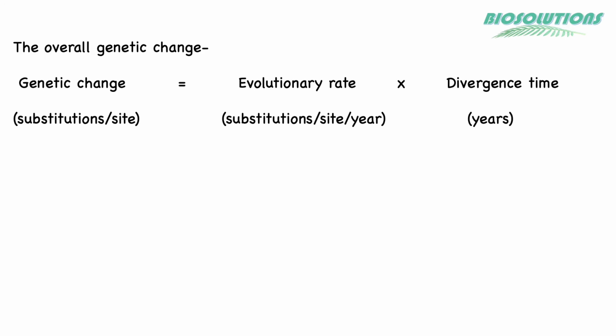What is overall genetic change? It is calculated as the product of the rate of substitution and the time that has elapsed, as shown in the equation here.